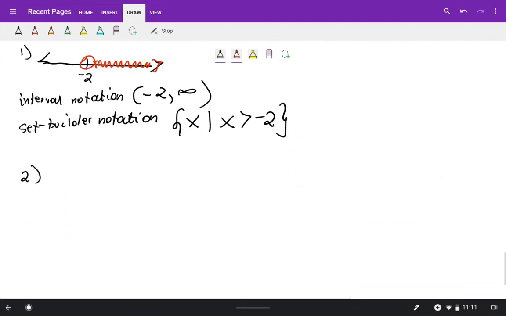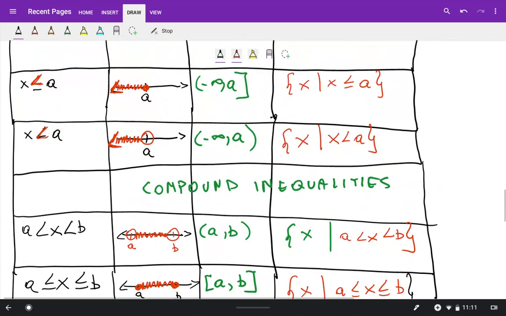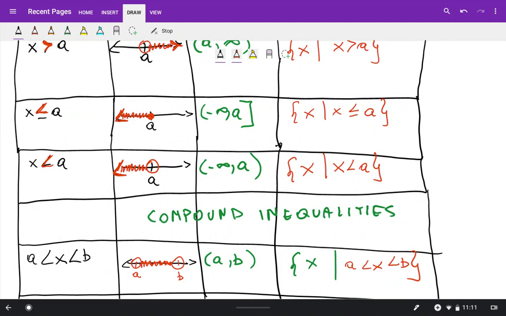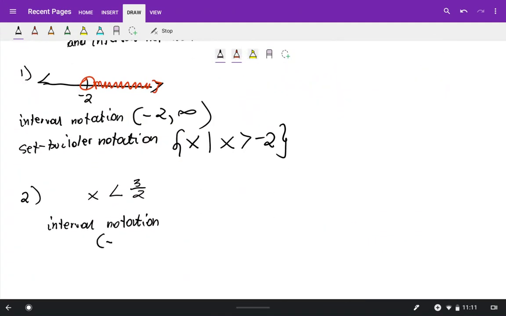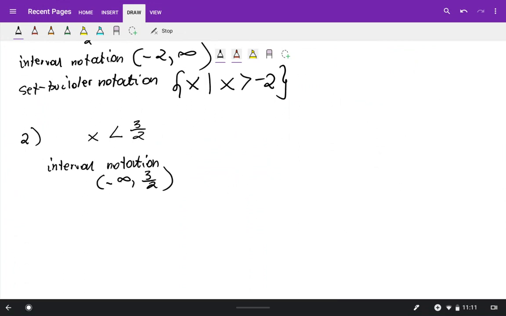Let's practice more. Now I'm giving you an inequality. x is less than 3/2. So I want you to write the interval notation. Okay, so we have x less than 3/2. So we have this case right here, x less than a. So interval notation will be from -infinity to a. In our case, it will be from -infinity to 3/2. Set builder notation.